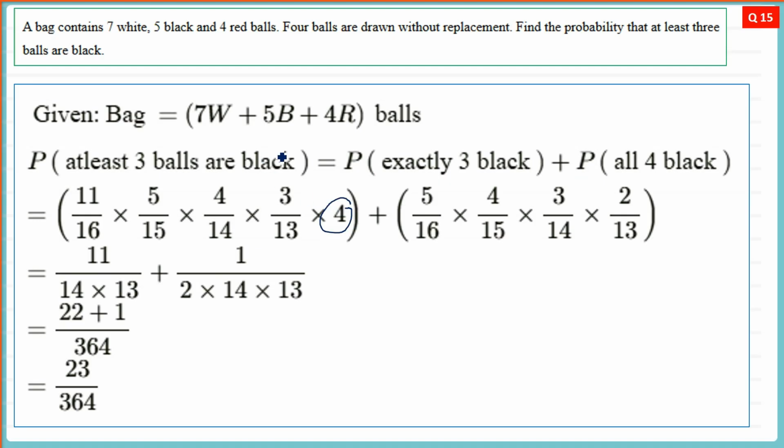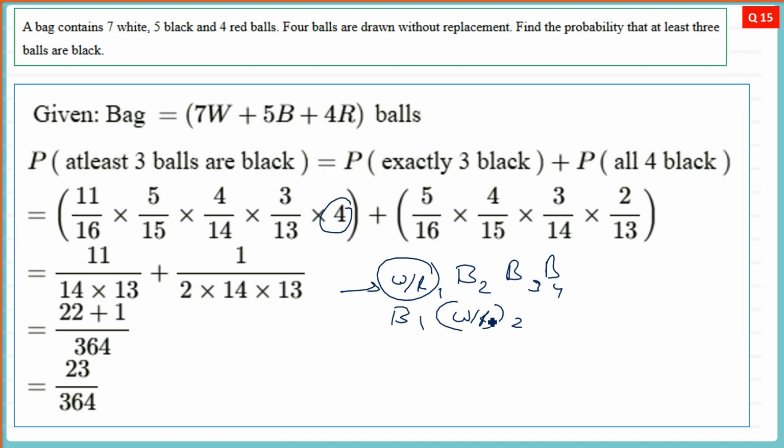This 4 multiplied is simply this W R black, black, black. W oblique R means either W or red can come. Similarly, you can just compute the individual probability and multiply them. This is just for one case. Then you again multiply the probability of B1, WR2, B3 and B4. That is a separate probability that needs to be multiplied. And then all these 4 probabilities are to be added.